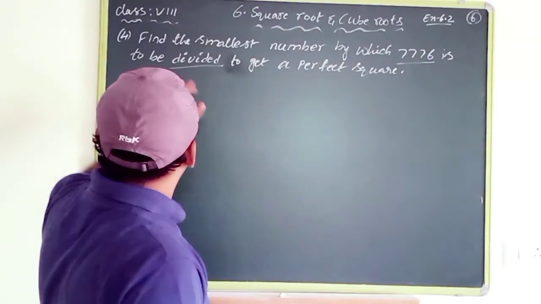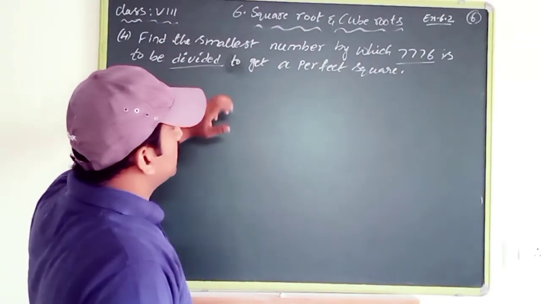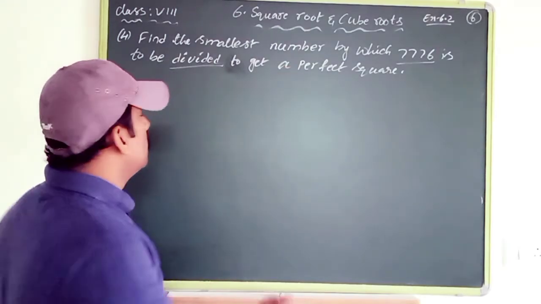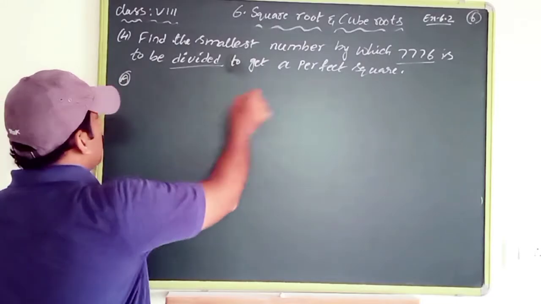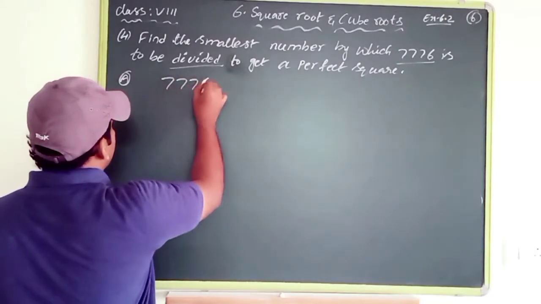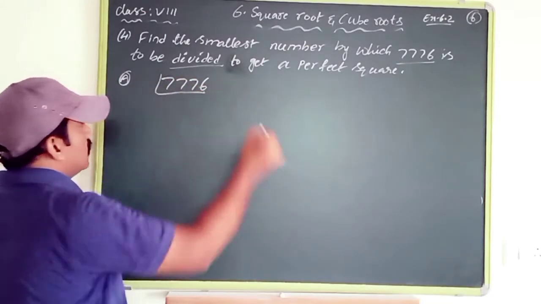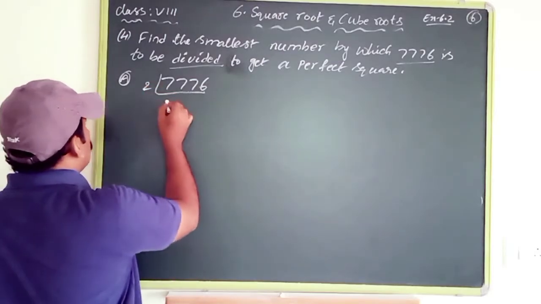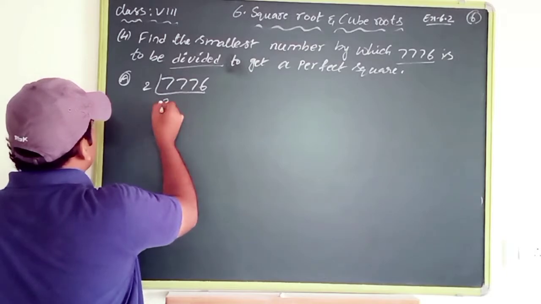Look at the question here. Find the smallest number by which 7776 is to be divided to get a perfect square. So what we do now, take 7776 and divide. The last number is 6, so it should be divisible by 2.